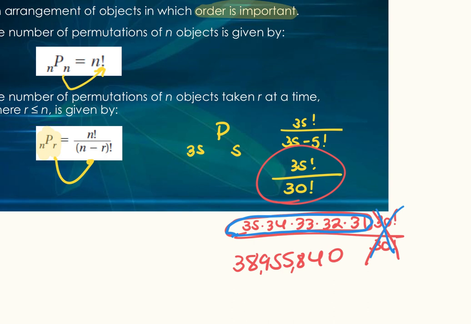Okay. 38 million, 955,840. That's how many different ways you could arrange 5 people from a group of 35. So like if 35 kids stood at the front and I pulled 5 seats and I said, how many different ways can I fill these seats if I only take 5 people at a time? I could take any 5 at a time. So it's more than just 5 people by themselves. It's 5 from your group of 35. Can you simplify 35 over 30? No.